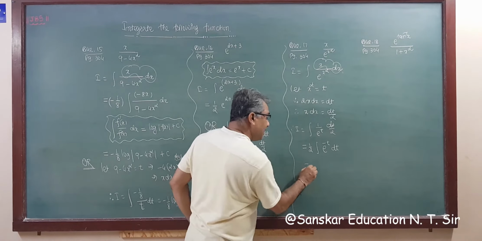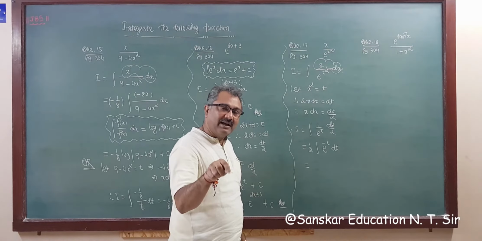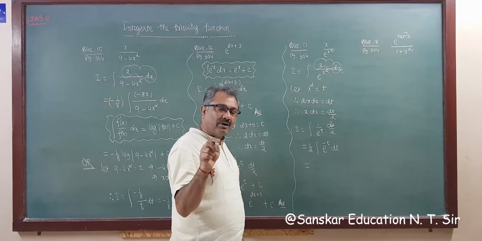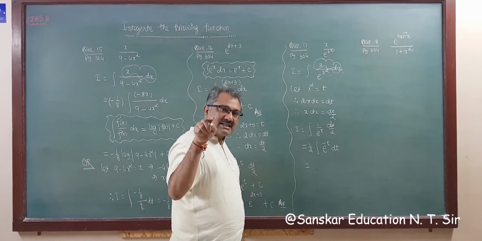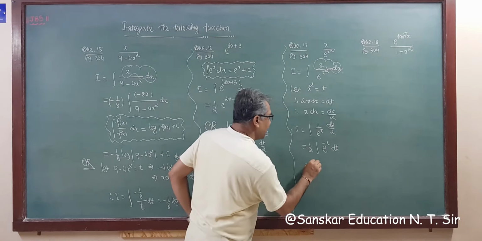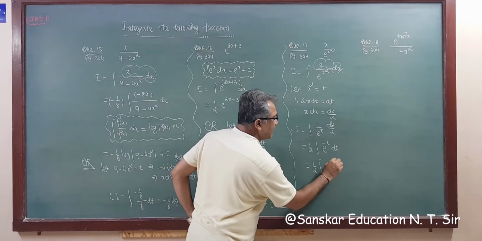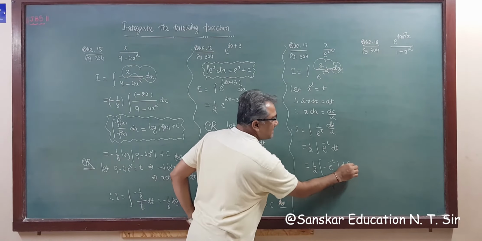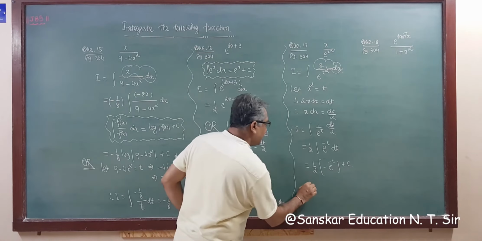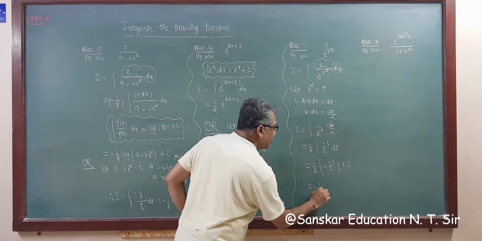But remember, in integration we divide by the coefficient of x, and in differentiation we used to multiply. So the answer will be 1 upon 2 times minus e raised to minus t plus c. So the final answer will be minus 1 upon 2.